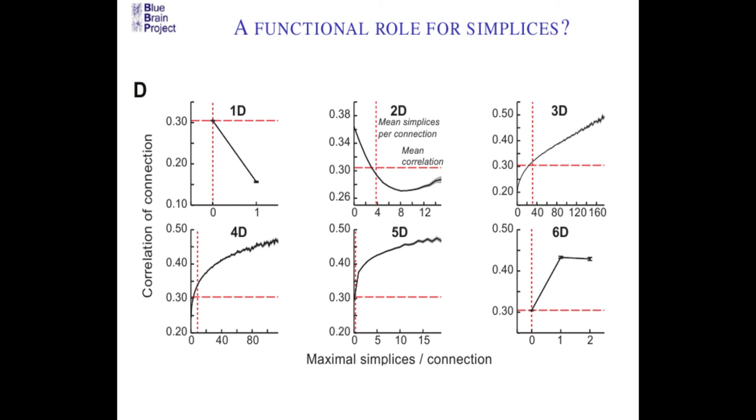And also, these 1D and 2D curves show a negative slope, which means that being part of only a maximal 1 or maximal 2 simplex isn't enough to attain a good degree of correlation. Only when you belong to maybe a lot of 2 simplices.